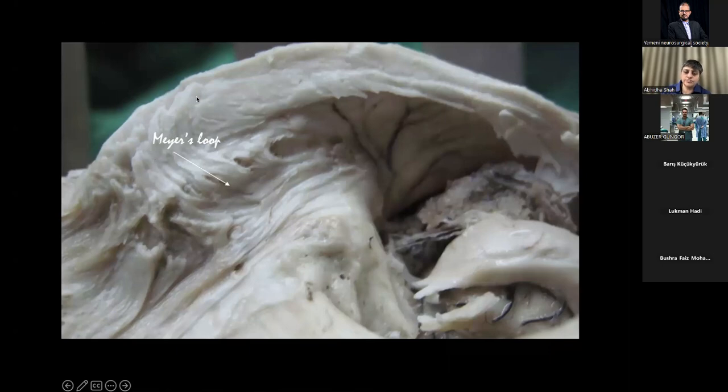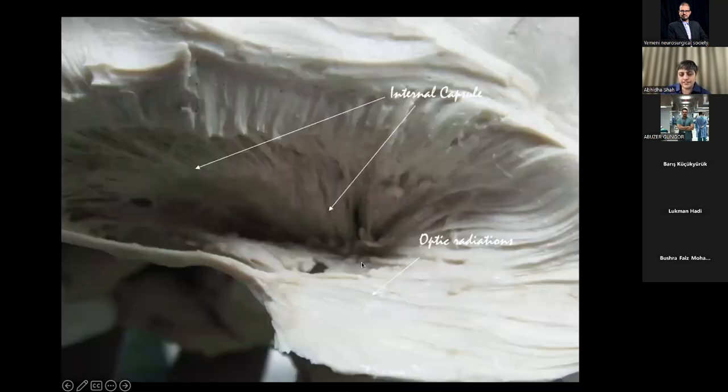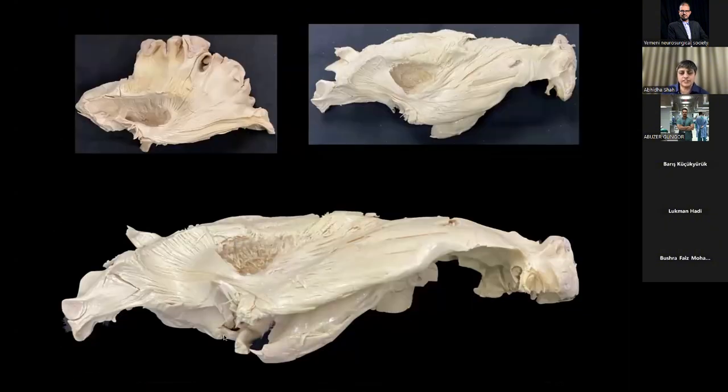So here, this is the Meyer's loop, and this is from the lateral perspective. You see these fibers that are curving forward anteriorly and then going posteriorly to form the optic radiations. So this is part of the IFOF. These are fibers of the anterior commissure, and the whole thing together forms the sagittal stratum.